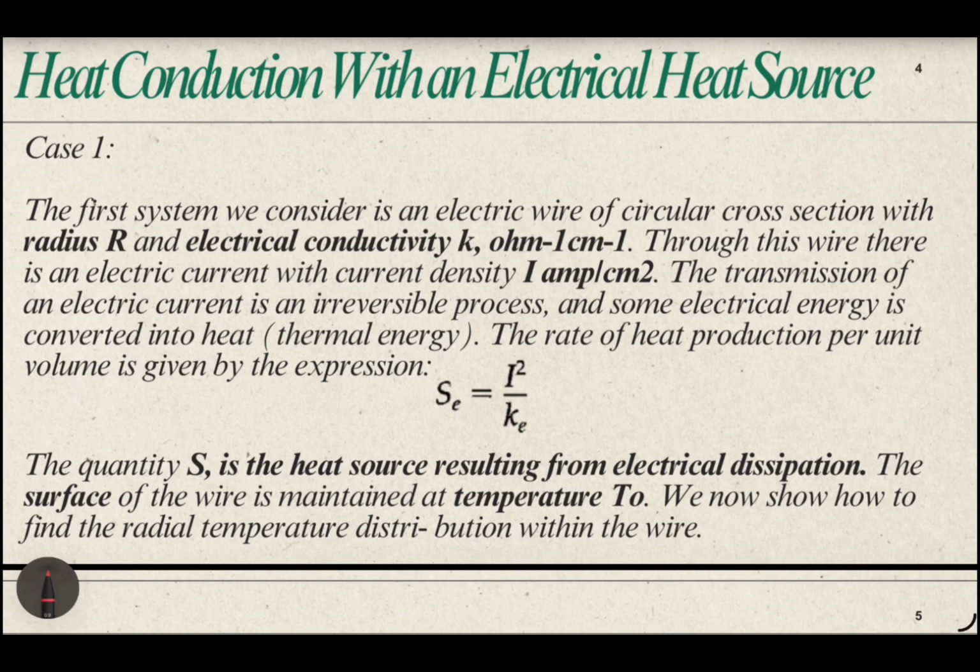So now let's discuss the problem. We will be discussing heat conduction with an electrical heat source. Case 1: we are given an electrical wire of circular cross section with radius r. The electrical conductivity is K, and the current is passing.